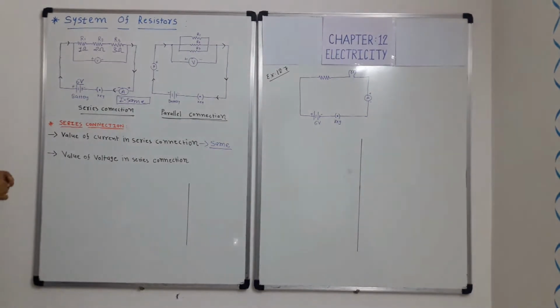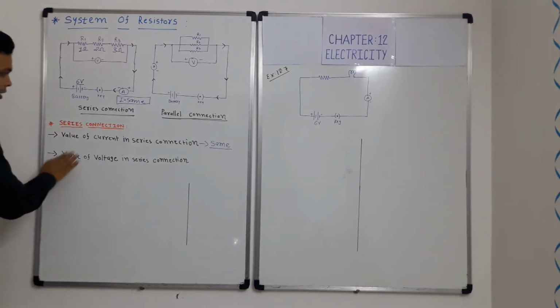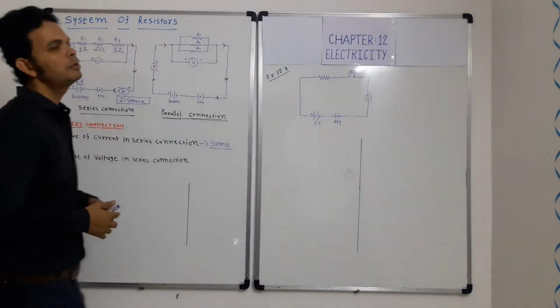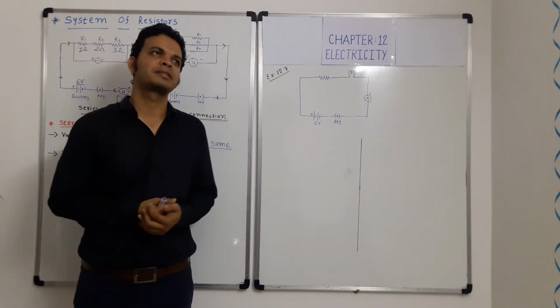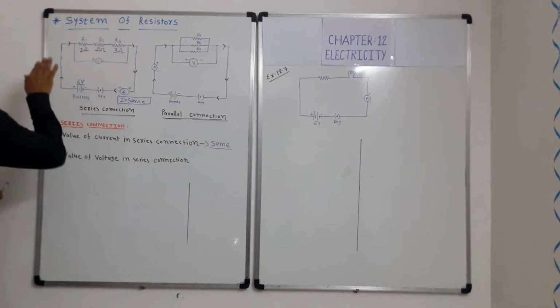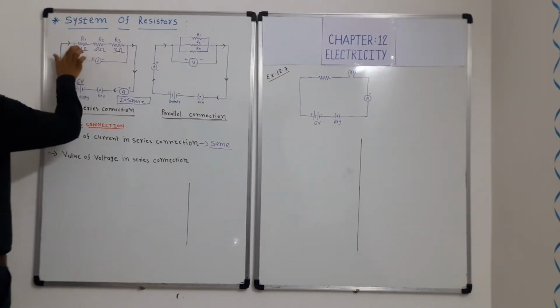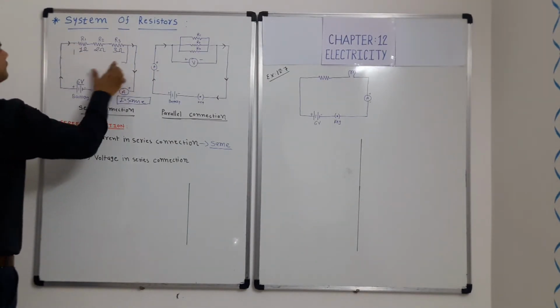Okay. Now next is the value of voltage in the circuit. So what will happen to voltage in the circuit across the resistors? So first of all, let's say a voltmeter has been connected over here, but let me disconnect it.